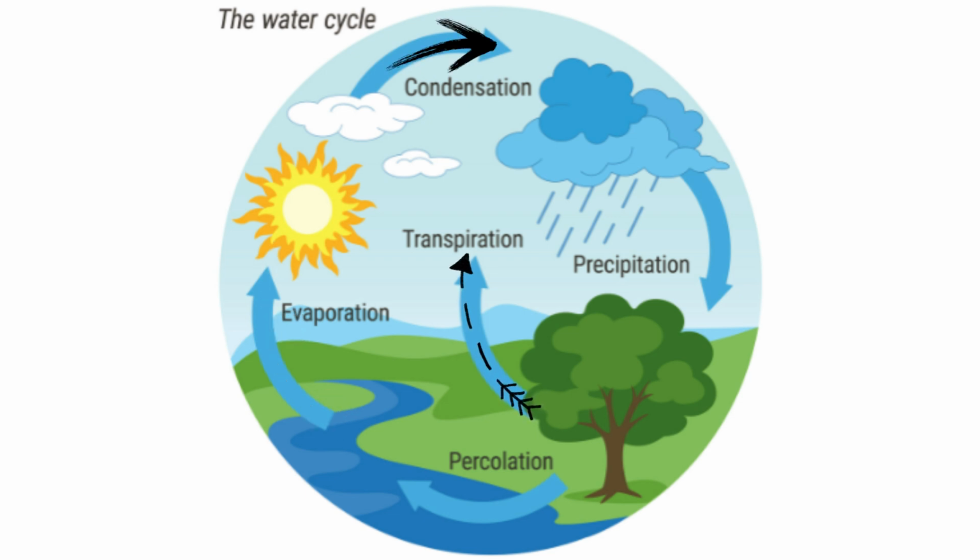Then this water vapor condenses to form clouds. When the water vapor is condensed enough, it precipitates in the form of rain, snow, or hail, then it percolates into the ground and water body.